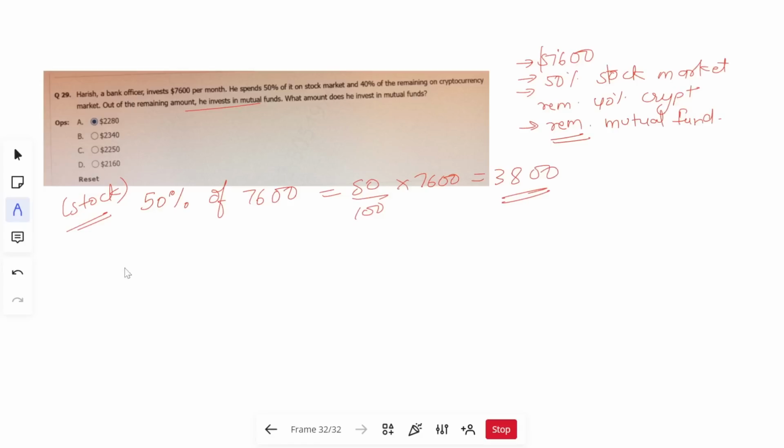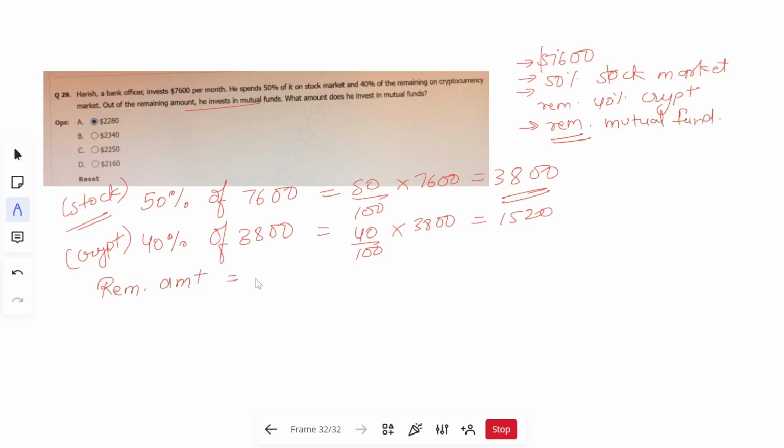So amount spent on cryptocurrency is what? The amount spent on cryptocurrency was 40%, right? So how much are we left with? 3,800. Out of this, 40% he will invest in cryptocurrency. So 40 by 100 into 3,800. This will give the answer as 1,520. Now what is the remaining amount that we are left with? We had 3,800 minus we invested 1,520 in the cryptocurrency. So we are left with 2,280.